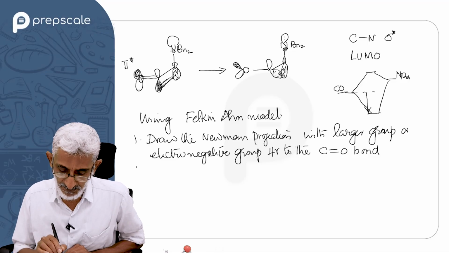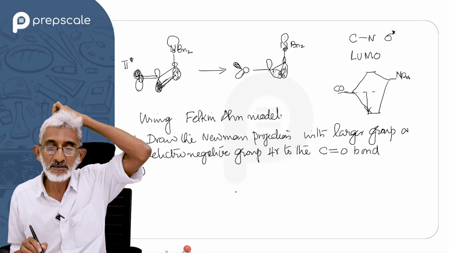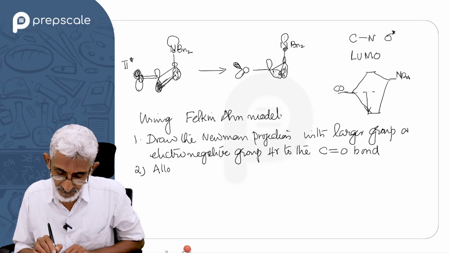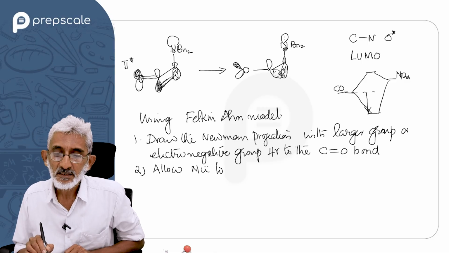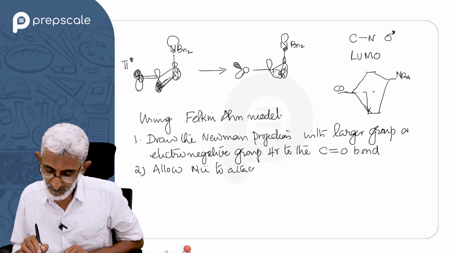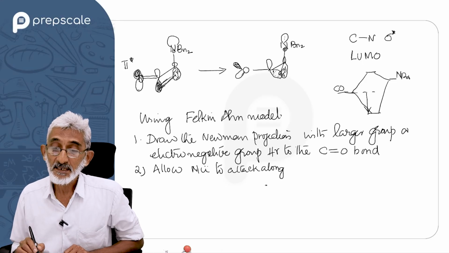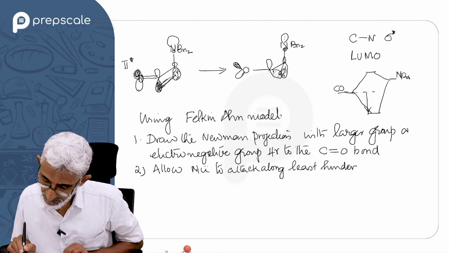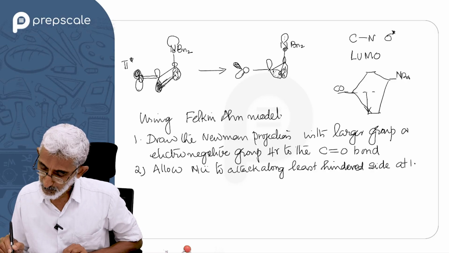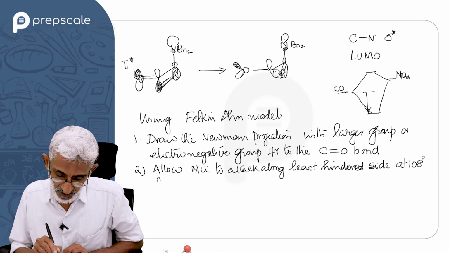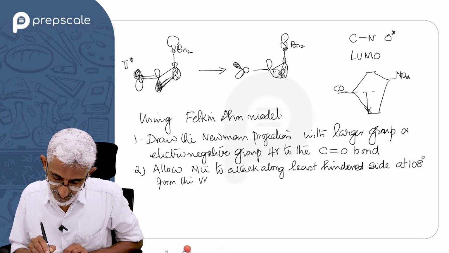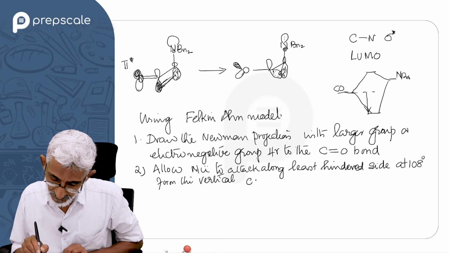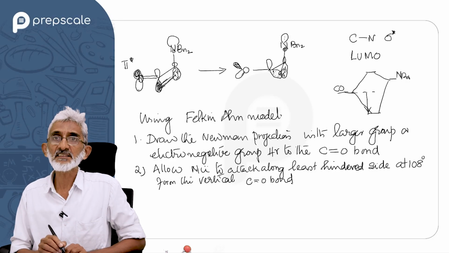We have done this. The second, allow the nucleophile to attack along the least hindered side at 108 degrees from the carbonyl bond. This is the second step.